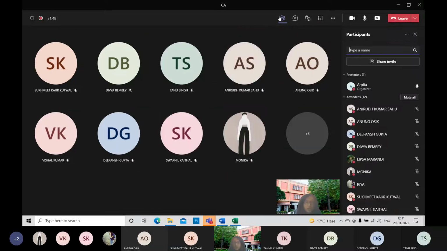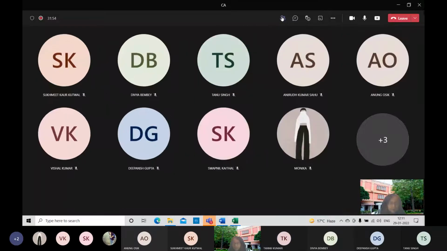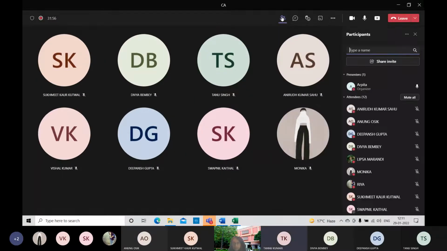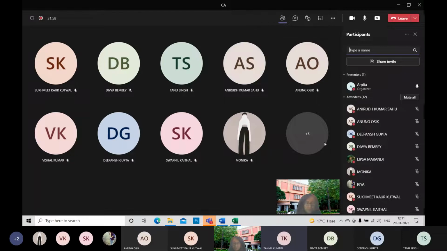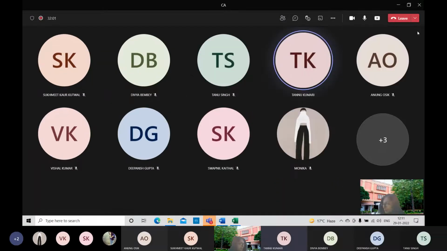Tanu is not there. Okay, Anirudh, after general reserve, what should I add? Ma'am, export profit reserve. Okay, so you're saying export profit reserve. What will be the amount? Tanu Kumari? Ma'am, 30,000.